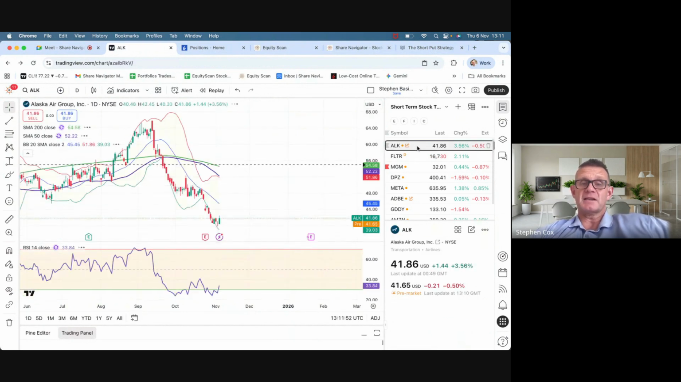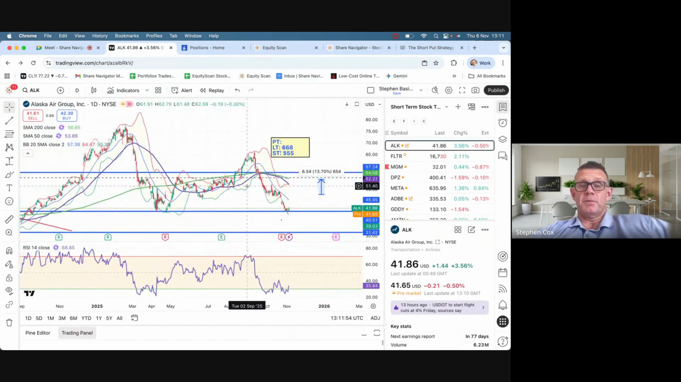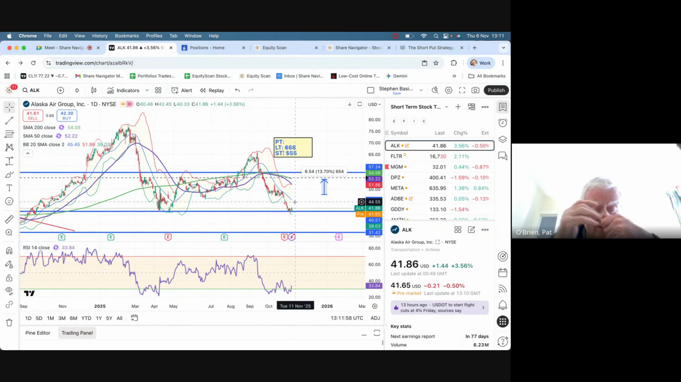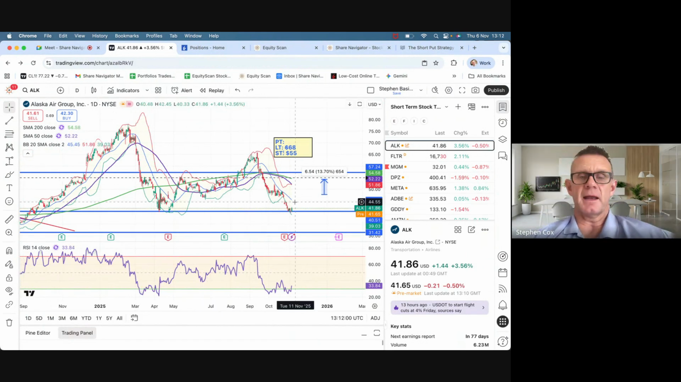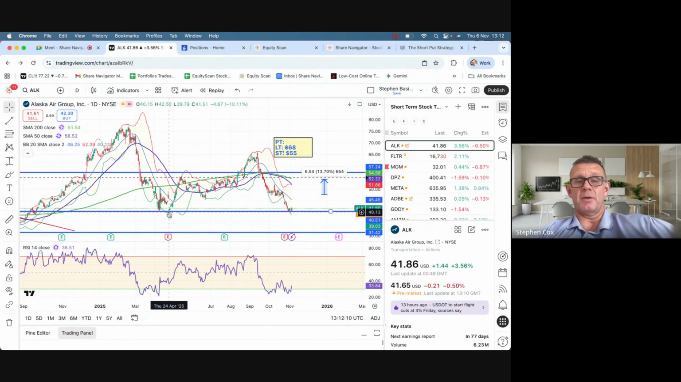Now, with Alaska, I'd be inclined to buy more here, if you're in the long-term buy and hold camp. So if your allocation isn't greater than 5% and you're in a long-term buy and hold with Alaska, then I think you could average in here. If you think about it, we'll come right back to a support area. Yes, earnings were a miss.